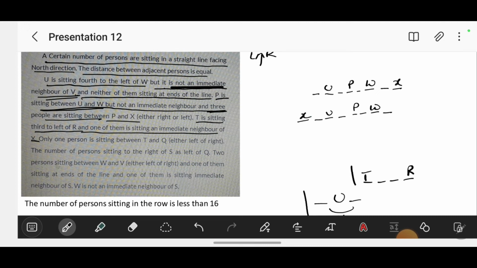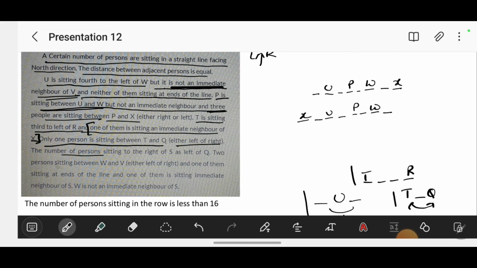Both T and R, one of them is an immediate neighbor of X, he is saying. Keep it in mind. Okay, we will take it like this here. Next, only one person is sitting between T and Q. So he's saying one person is sitting between T and Q, either left or right.